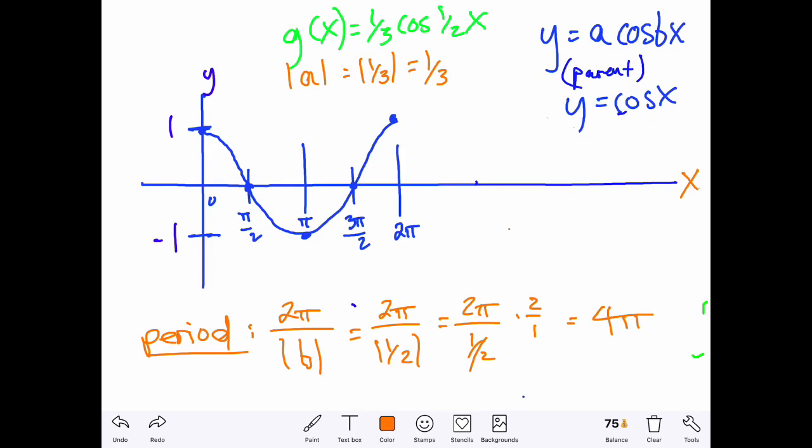So remember, when I go to construct these, I want to put that period in first. And since I already have the parent here, I'm going to try and do it in scale with the parent. So I'm going to come on out here to there, and let's call that 4 pi.